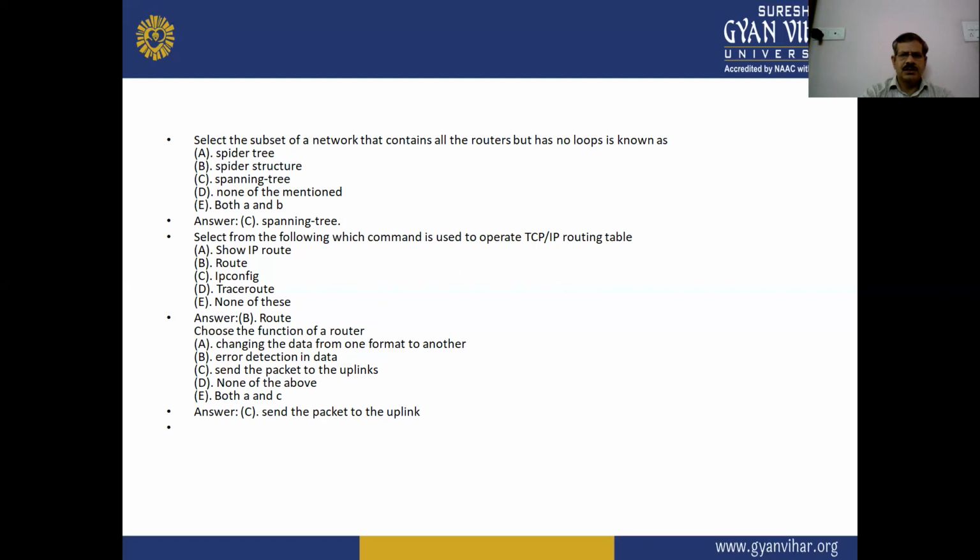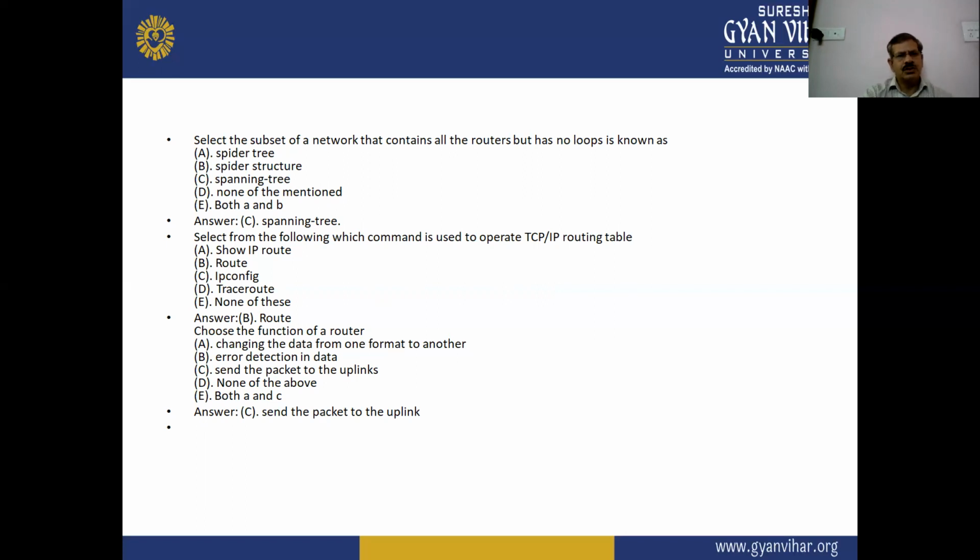In the next question, select from the following which command is used to operate the TCP/IP routing table. Option A, show ip route; B, route; C, ipconfig; D, traceroute; E, none of these. So here the correct option is B, route. That is the correct answer.